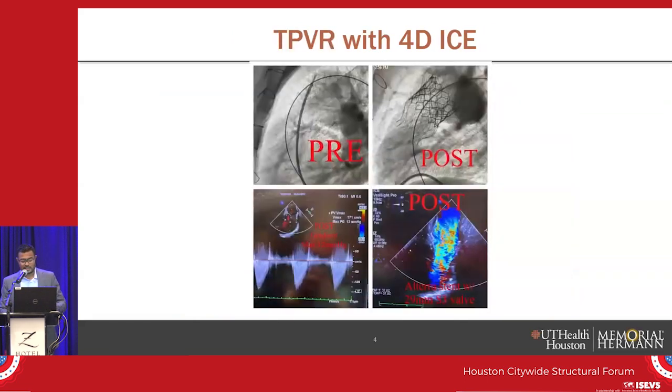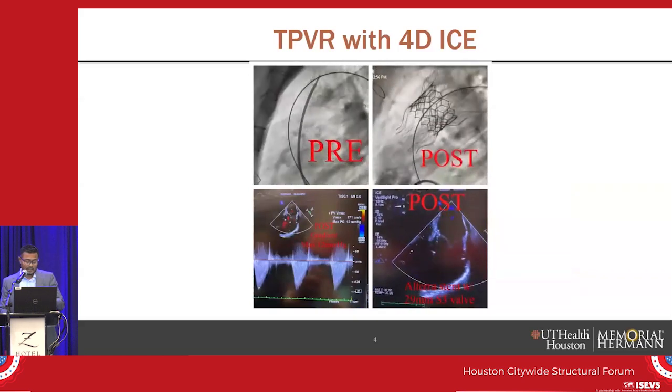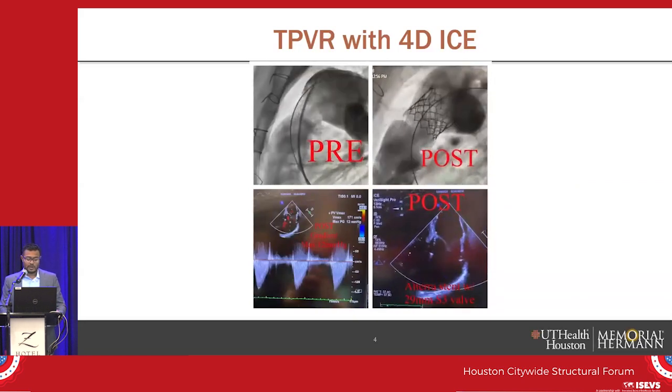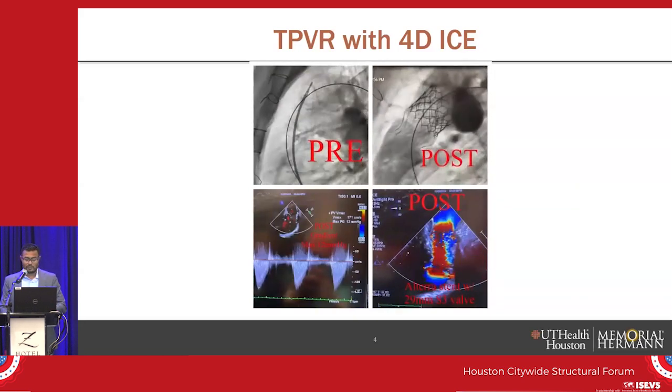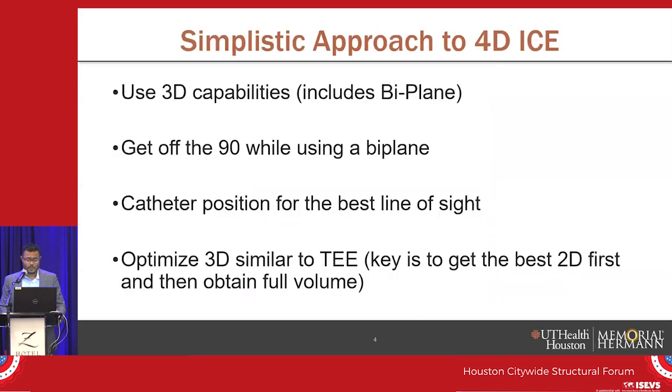And this is another example for the transcatheter pulmonic valve replacement, where you can directly look at the pulmonic valve right immediately after. So these are just examples to show that there is wide applicability of ICE in various structural heart interventions. I think this field is moving now faster than the innovation in the valves and the other TEER devices. And there is a huge need for that.